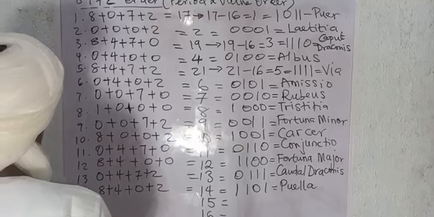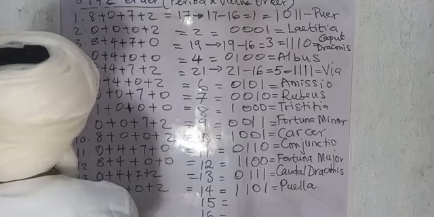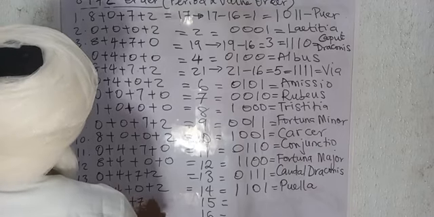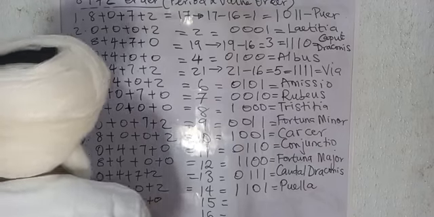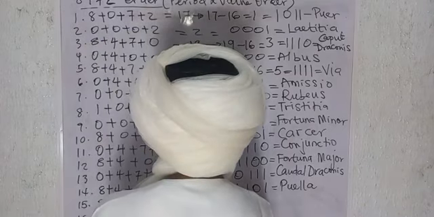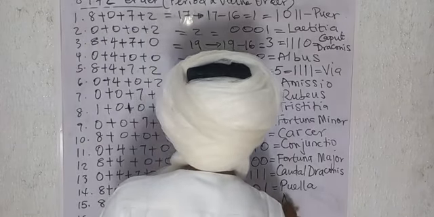Then 15. What do we need to get 15? 8 and 7. So you 0 level 4. You use level 7. You 0 level 2. So 8 plus 7 will give you 15. And the figure will be like 1, 0, 1, 0. This is Acquisitio.